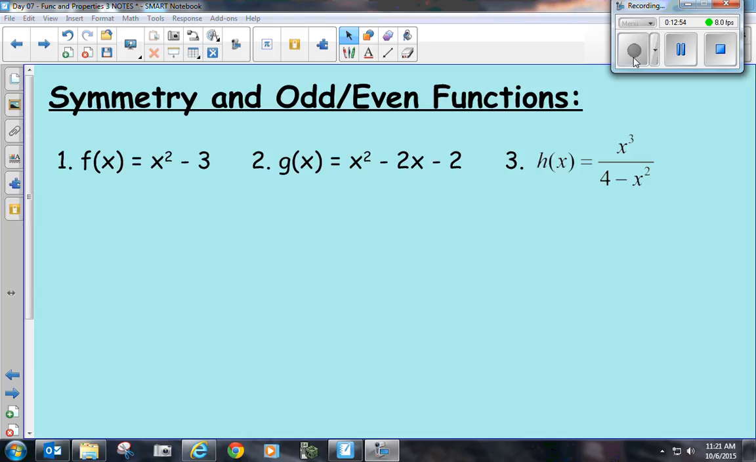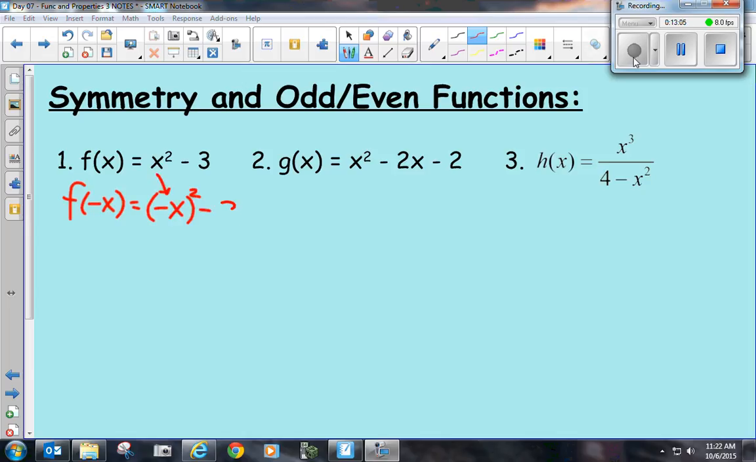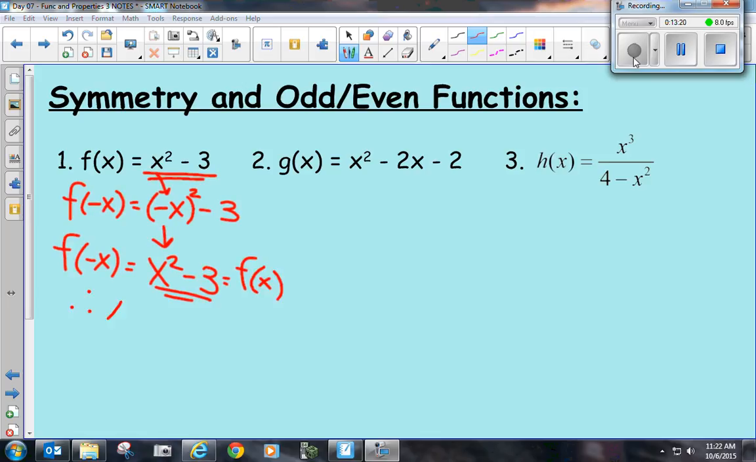We're good. All right, this first one. If I throw a negative x in here, I get negative x squared, because I'm throwing a negative x into x. Minus 3, there's no x to throw in there. X squared minus 3. Is that the same as what we started with? Yeah, so you get an even. So f of negative x is the same as f of x. It's the same, so therefore, even.